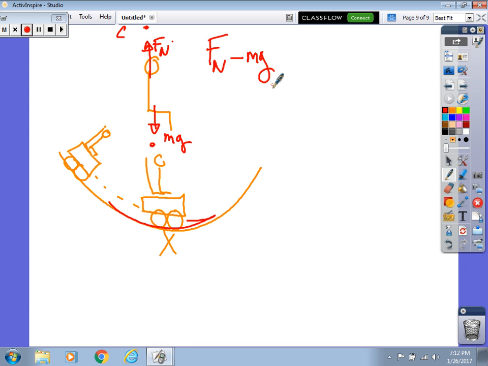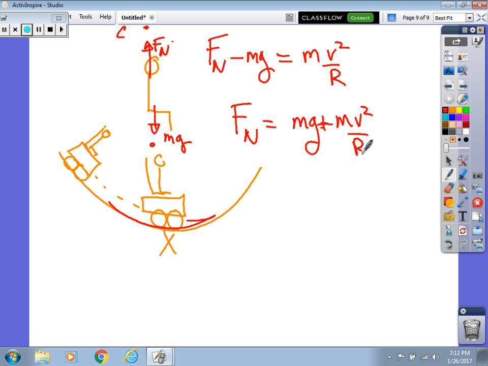What kind of acceleration? We have centripetal, so that's equal to m times a. In this case, it's v squared over r. And so if we're trying to solve for the normal force, or the force that you feel pushing against your butt as you come down this curve, we'll solve it for the normal force. And look what we get. We get N equals mg plus mv squared over r.